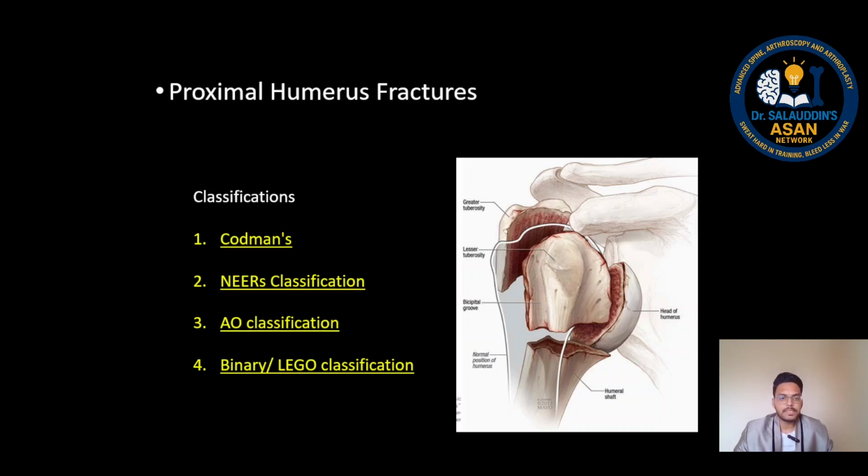We have four classification systems for the proximal humerus. The first, starting with the Codman's classification, then the most commonly and clinically used classification, that is the Neer's classification, and the universal AO classification, and the latest binary or LEGO classification, which was given by Hertel et al. So we will discuss individually each of these proximal humerus fracture classifications.